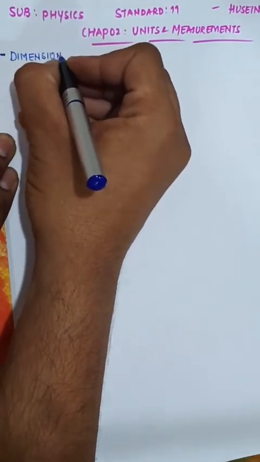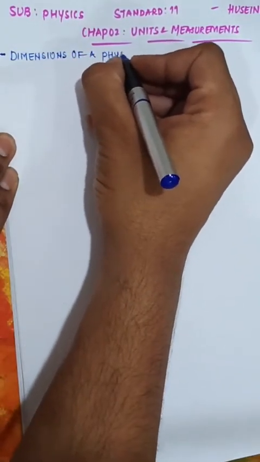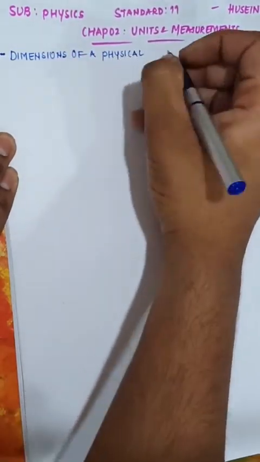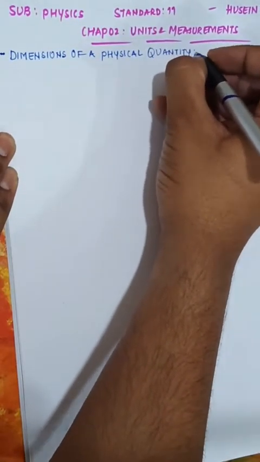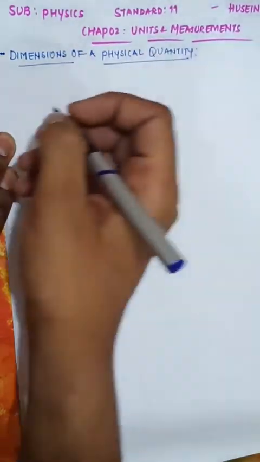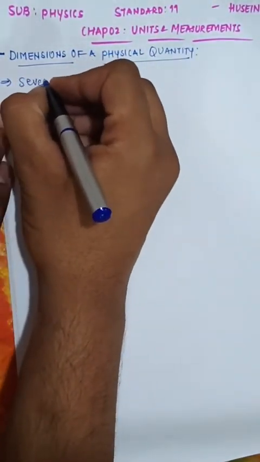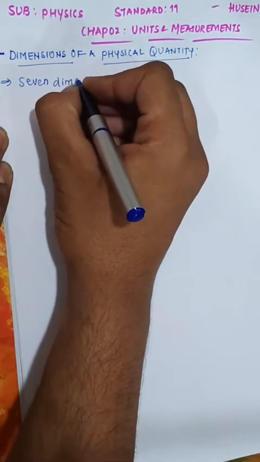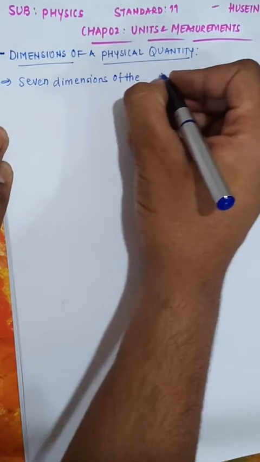Dimensions of a physical quantity. Now before moving into this topic, let me clear what you mean by dimensions. There are 7 dimensions of the world.